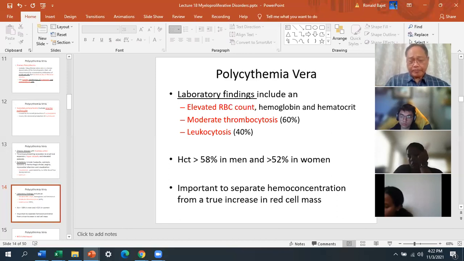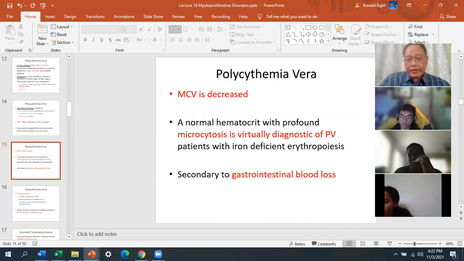So you have to make sure the patient's adequately hydrated, as opposed to this disorder where you have a true increase in red cell mass. Here you have a true increase in red cell mass. MCV is decreased, so the red blood cells are small. Normal hematocrit with profound microcytosis. So you can have an increased number of small red blood cells and have a normal hematocrit. And that's virtually diagnostic of polycythemia vera. Okay, MCV is small, but you have a ton of small red blood cells. That's why you have a normal crit. Okay, and this is the microcytosis secondary to gastrointestinal blood loss, so secondary to probably a GI bleed.